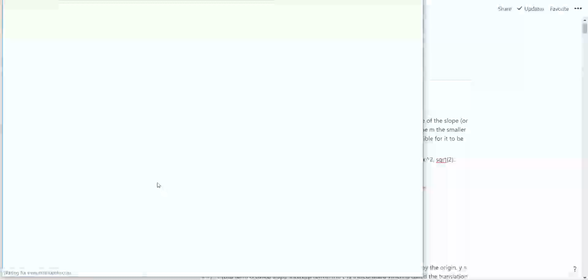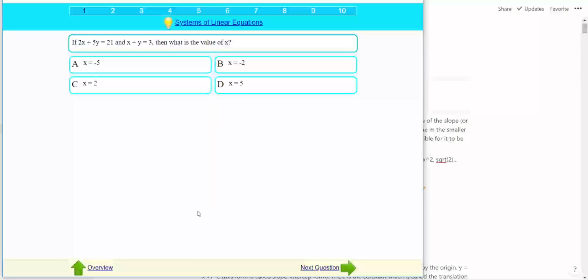It's interesting that these guys have a different way of solving these problems, and it's not that these problems are actually complicated or anything, they just have a different way of solving them. So let's go for these 2 equations. We have 2x plus 5y equals 21, and the second equation is x plus y equals 3. The question is, what is the value of x?